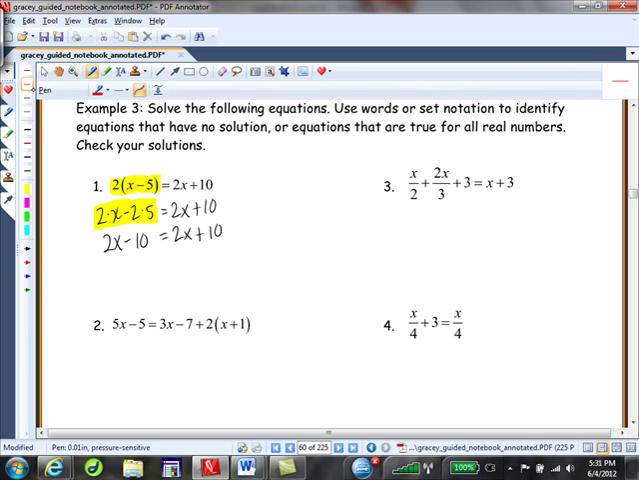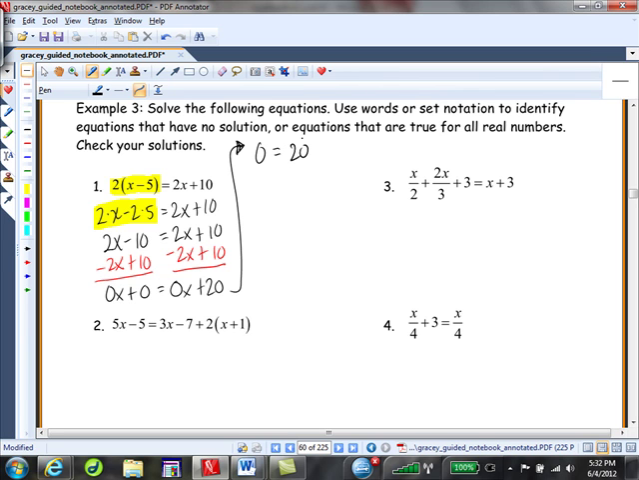Now, if I want to get the x's on the left, I would need to subtract 2x from both sides. And if I want to get the constants on the right, I would need to add 10 to both sides. This will give us a result of 0x plus 0 is equal to 0x plus 20. So then 0x, remember, is 0, so we'll get 0 is equal to 20. What do you think about that? Is that true? It's not true to me, right?